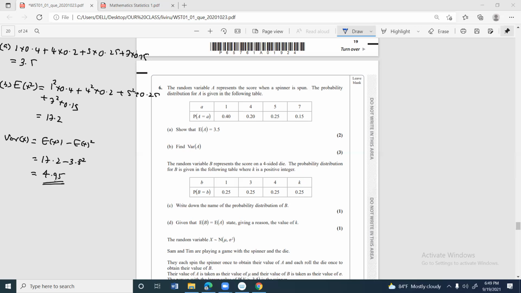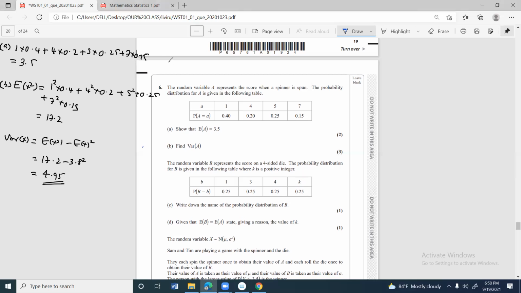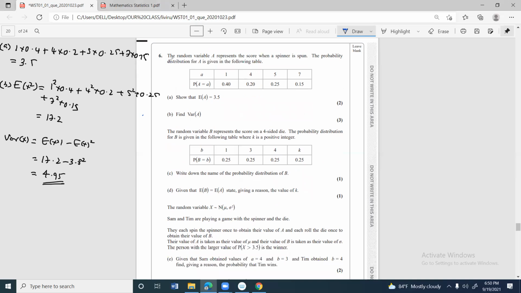That's a fact to understand, right? A random variable B represents the score on the four-sided dice. The probability distribution of B is given in the form of 1, 3, 4, and k. Write down the name of the distribution of B. So you can see it's a discrete uniform distribution because all the probabilities are similar. You can say it's a discrete uniform distribution, right? Okay.